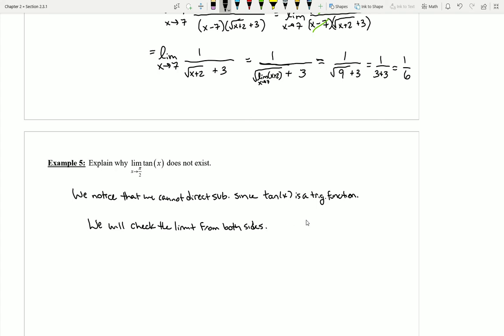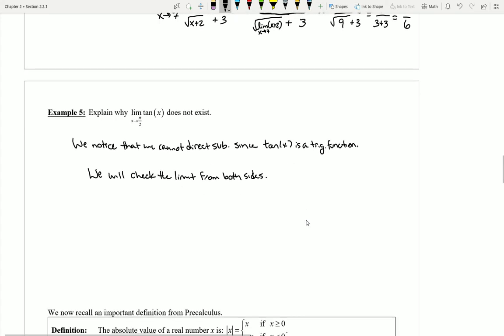Now this, of course, is going to require that we understand some stuff about trig, and that we also understand some stuff not only just about the tangent function, but also about the unit circle more generally. So let's take a look here at how this would play out. I'm going to have a limit as x approaches pi over 2 from the left, and I'm also going to have a limit as x approaches pi over 2 from the right.